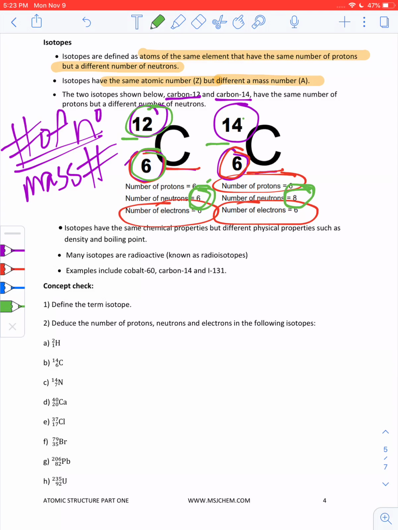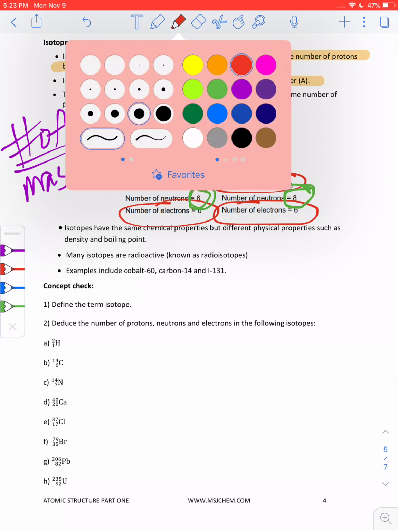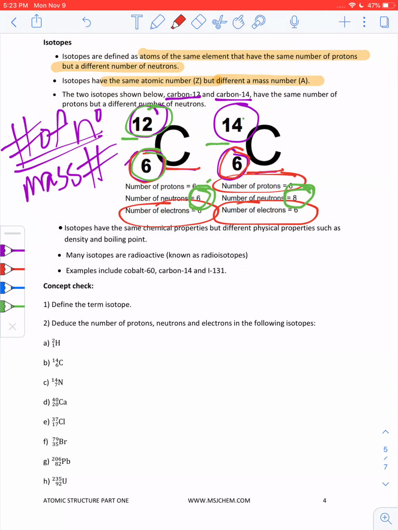So what you need to know about isotopes: they have the same chemical properties because they have the same number of electrons. Chemical properties are determined by electrons and valence electrons specifically. So they have the same chemical properties, but they have different physical properties because physical properties are affected by things like mass. Mass is a physical property, density is a physical property.